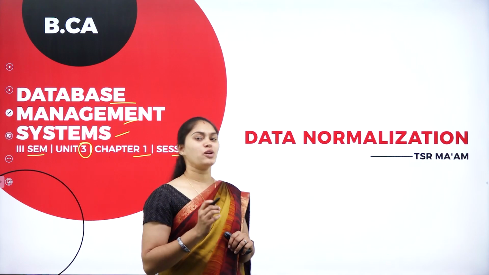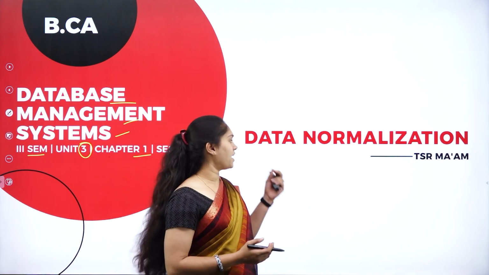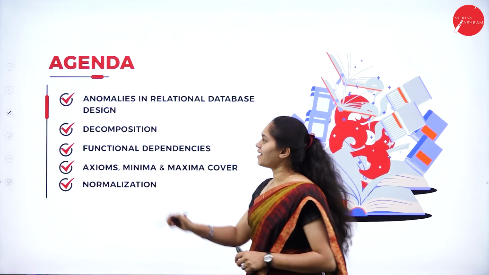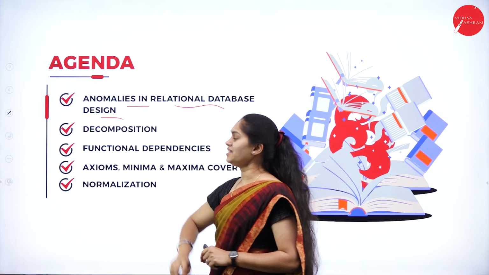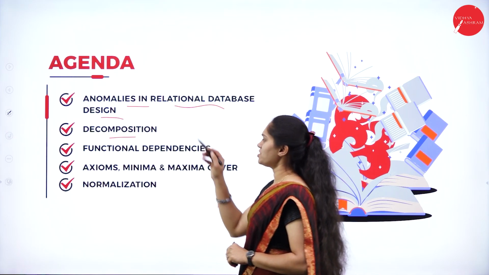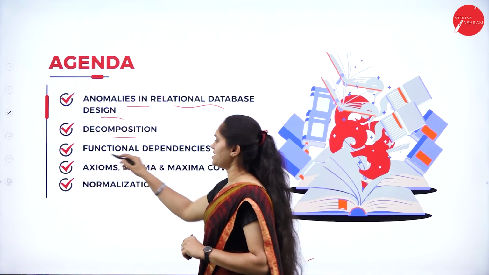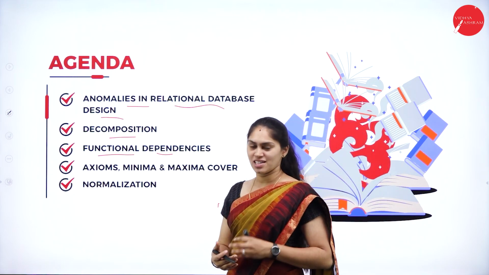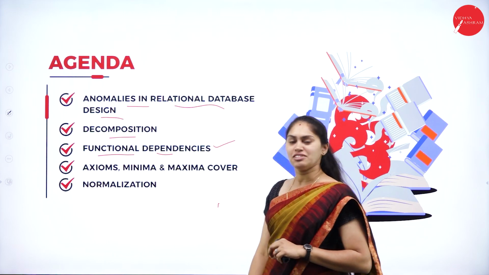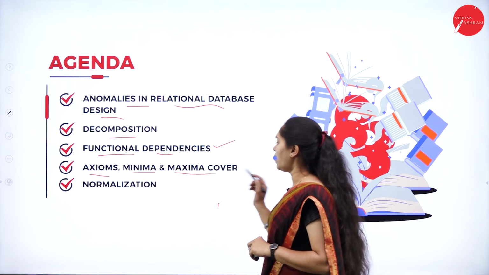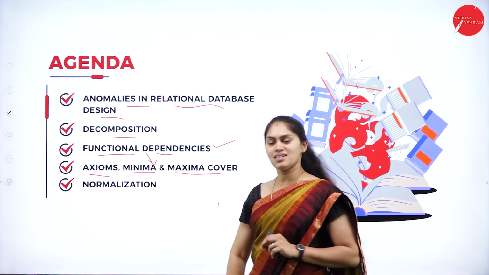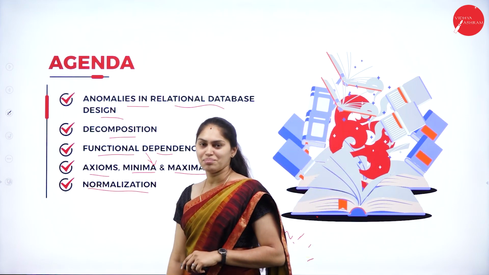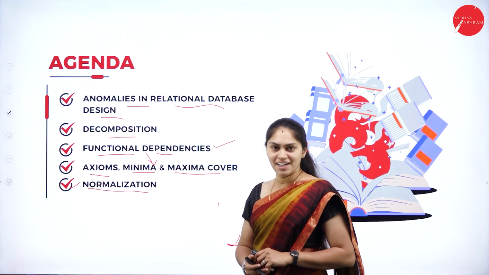So in today's session, we're going to learn about chapter 1 of unit 3, that's regarding what? Data normalization. So we'll have the agenda of our session here. We will be learning regarding anomalies in relational database design. After that, we will get to know what decomposition means and why it is required. After that, I will be discussing what functional dependencies are, what they mean, what their types are, and why they need to be preserved. After that, you will understand the axioms, minimal and maximal cover of the functional dependencies itself. At last, we'll see what normalization means, what its types are, and along with an example, I will be discussing normalization. We'll get into today's session.